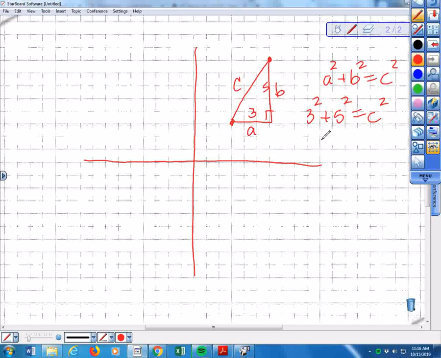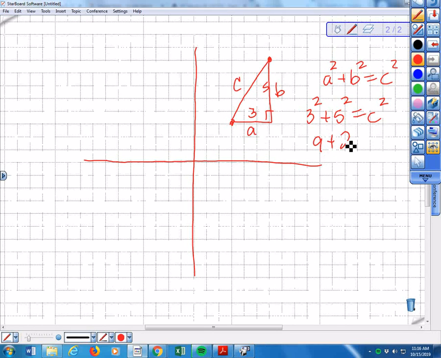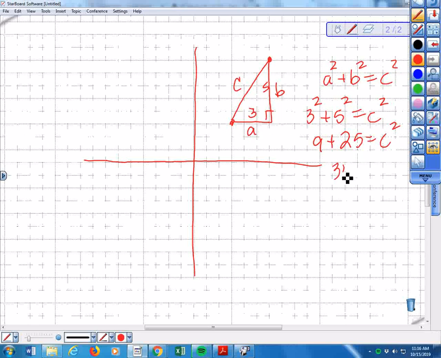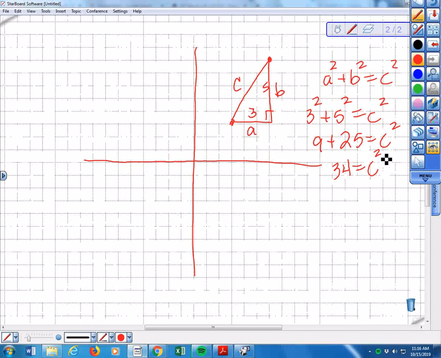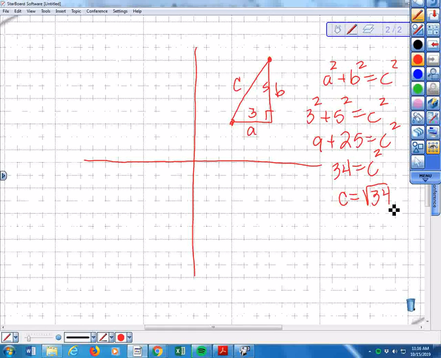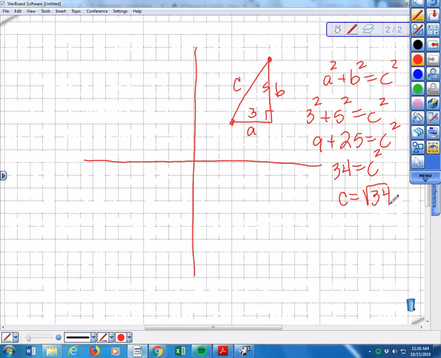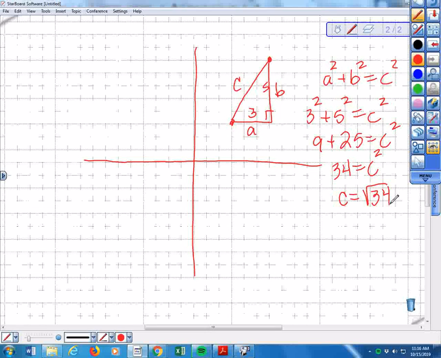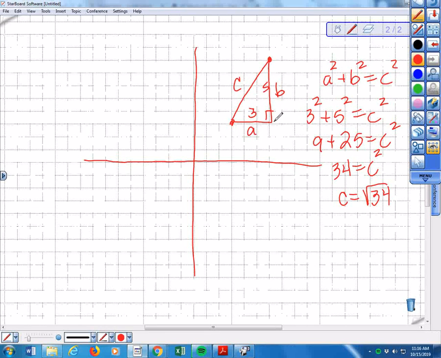3 squared is 9. 5 squared is 25. 9 plus 25 is 34. So c is equal to the square root of 34. That's the distance. Okay? Now, if you want the distance formula, it's this point minus this point.